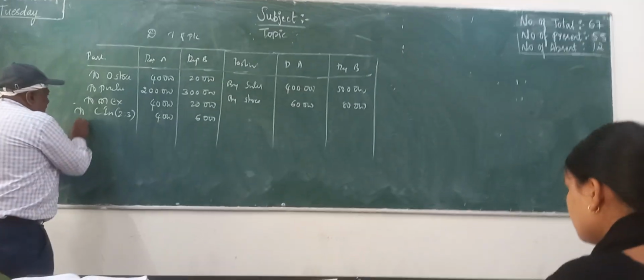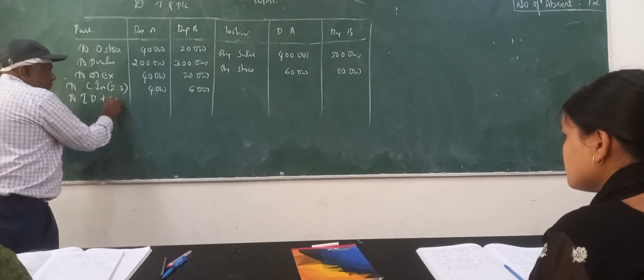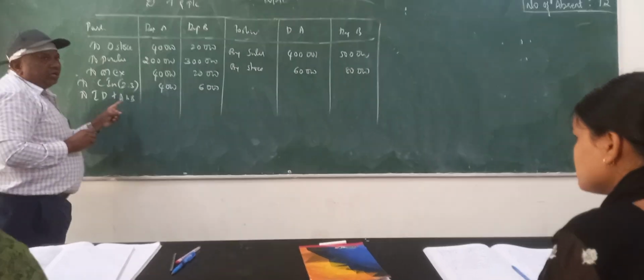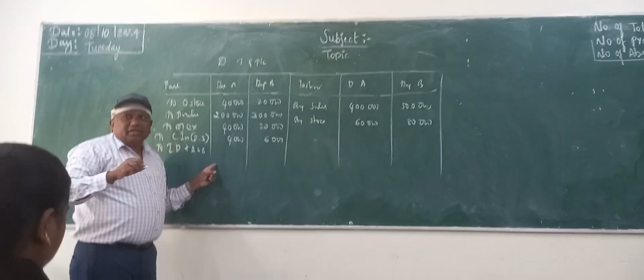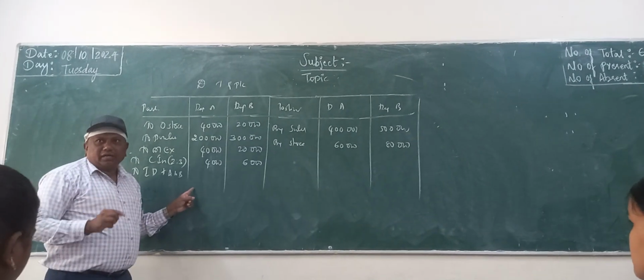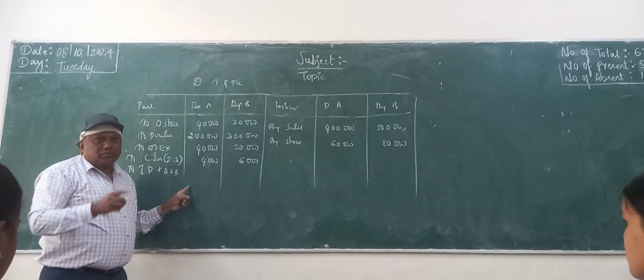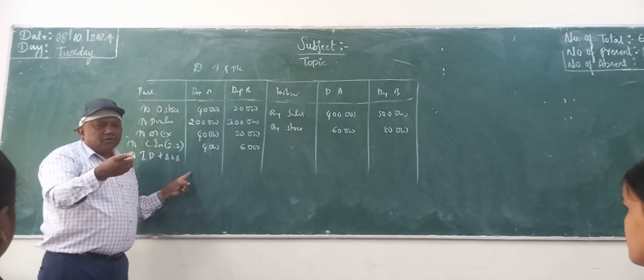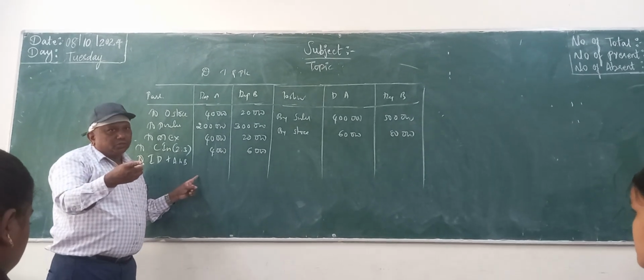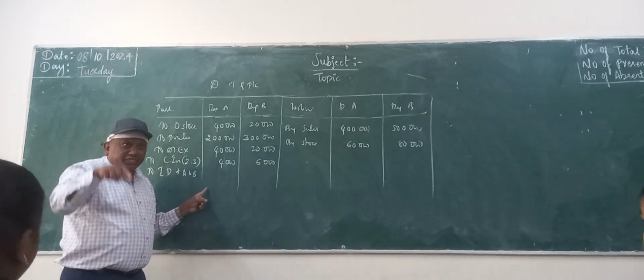To interdepartmental transfer. A to B. Here B is the receiver, right? A to B. B is the receiver. That means B is purchasing. B is purchasing. Not getting it? A to B means what? B is receiver, right? B is purchasing.